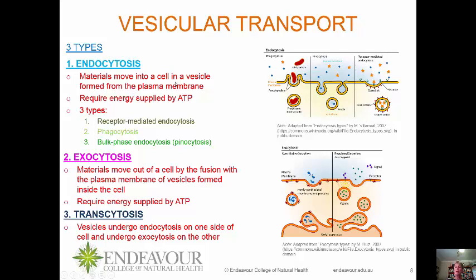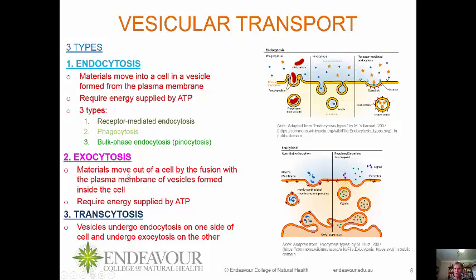So materials move into the cell in a vesicle formed from the plasma membrane. It requires energy supplied by ATP, just the same as active transport. So you could say that vesicular transport is a type of active transport. Now we can have a look here at the diagram, and these are the three types. You'll notice they all bring things into the cell. So this area out here is the outside of the cell, this is inside the cell. All of them bring things into the cell, but they do it in a different way, and we'll run through that in the next few slides.